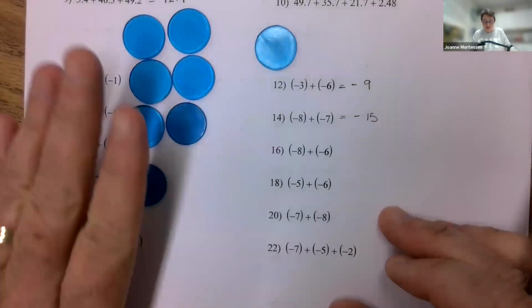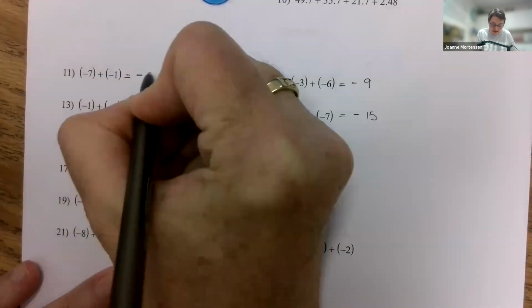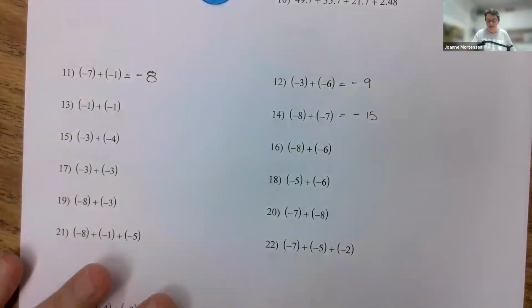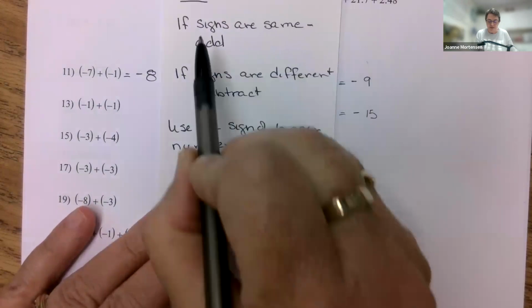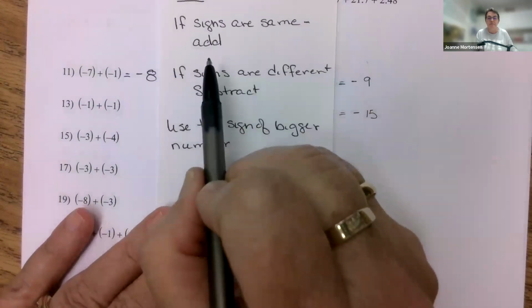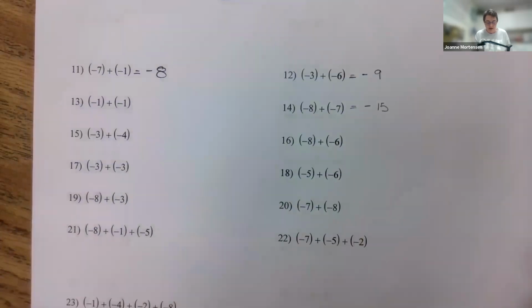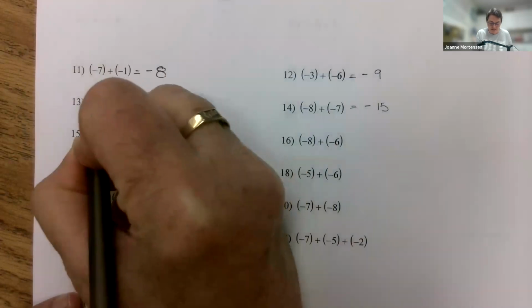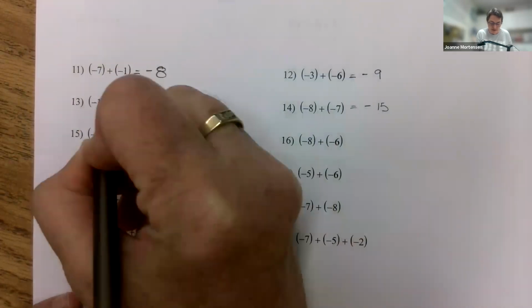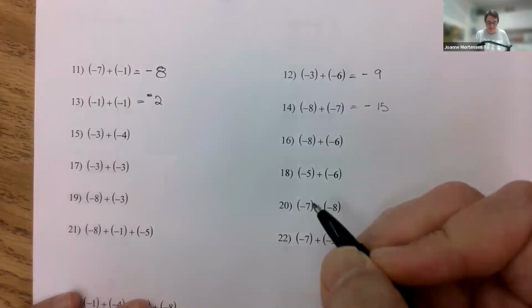Okay, so -7 plus -1 is going to give me -8. And this still fits our rules. It says if the signs are the same, we add. Done. Okay. -1 plus -1. My signs are the same, so I'm going to add these 2 numbers. So 1 plus 1 is 2, and take the sign of the bigger one.